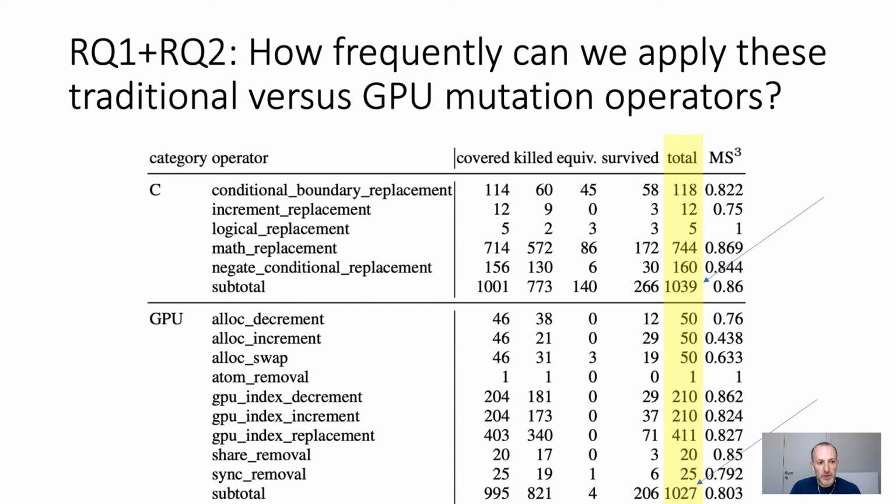If we combine research question 1 and 2, and we answer how frequently we can apply these traditional mutation operators versus GPU-specific mutation operators, we need to look at 2 numbers, namely 1,039 traditional mutants that we could apply, and 1,027 GPU-specific mutants that we could apply.